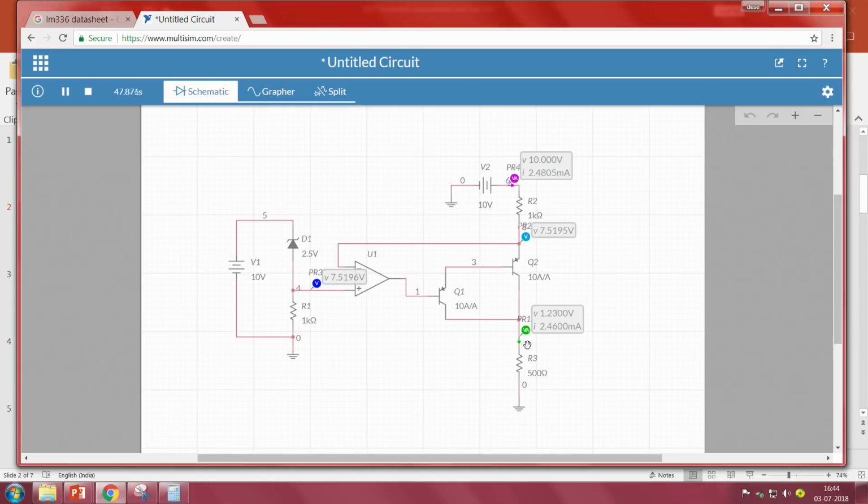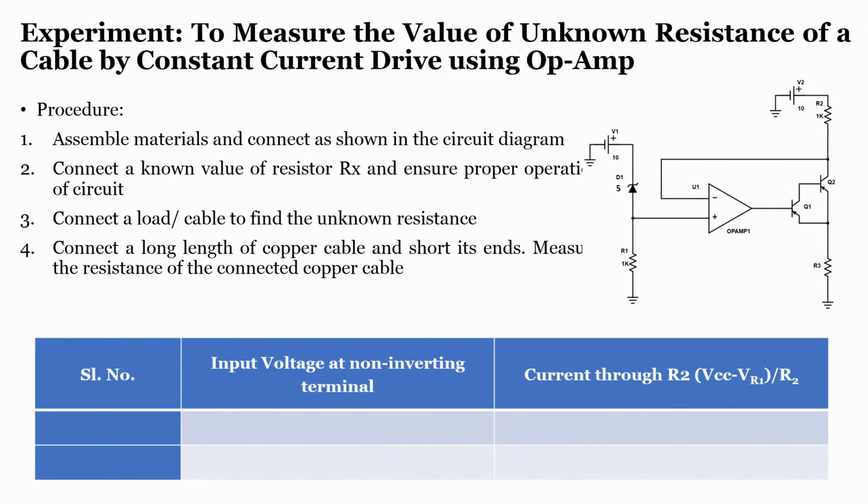So, in an experiment we will connect everything in a breadboard, we will use LM336. So, LM336 is a Zener diode with a reference value of 2.5 volts, right. So, either we can go with 10 volts or 15 volts. If we go with 15 volts, the voltages will be a little different, right. Now, we will see the experiment on this.